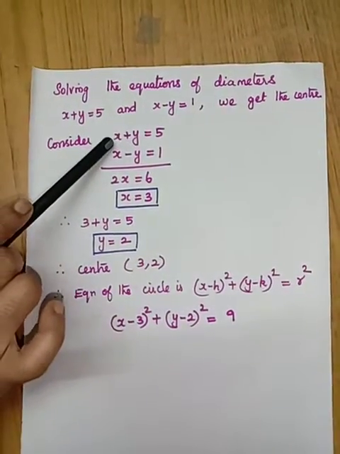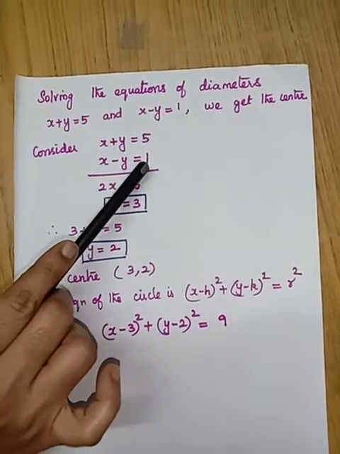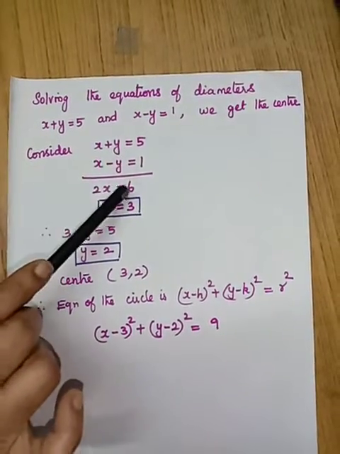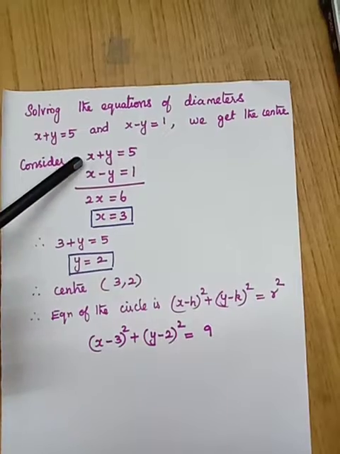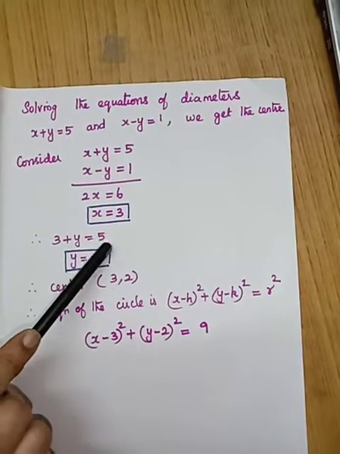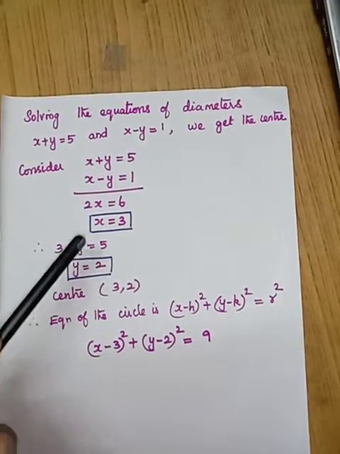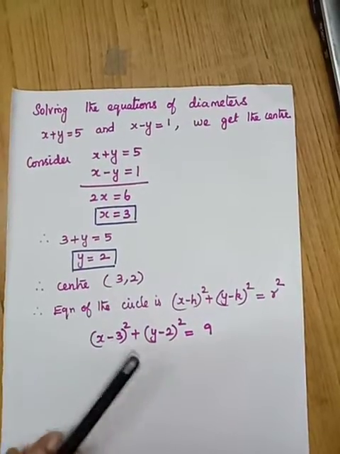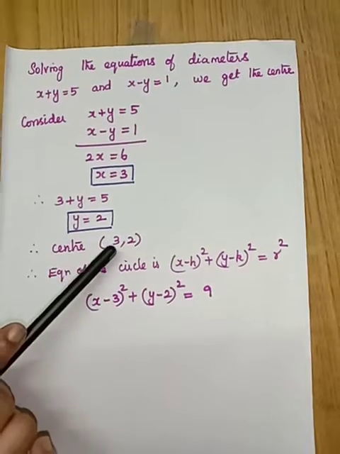So I'll consider the first equation, x plus y is equal to 5 and x minus y is equal to 1. So when I add, it is 2x is equal to 6, x is equal to 3. X equal to 3, substitute in the first equation. So in the place of x as 3, 3 plus y is equal to 5. So y is equal to 5 minus 3, that is equal to 2. So the point of intersection is nothing but the center, because the diameter passes through the center of the circle. So the center is 3, 2.